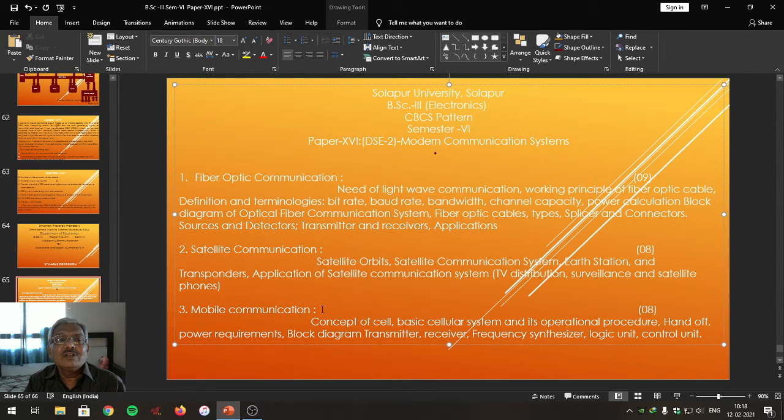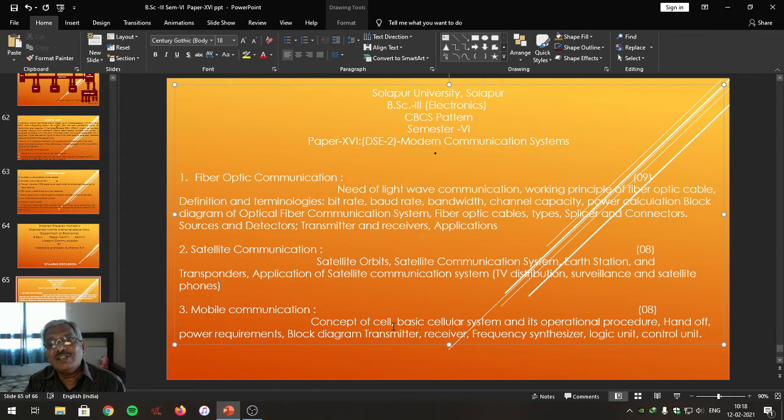In third topic, we are studying the extension of the telephone communication which was studied in semester number 5. We will extend the same for the mobile communication, where we are going to cover concept of cell, means how the cells are going to get formulated. Cell is the geographical region in which the mobile is used to transmit and receive the signal. That particular region geographically located is known as the cell.